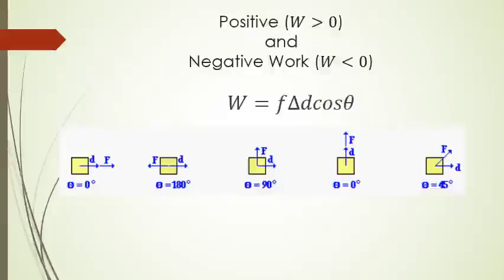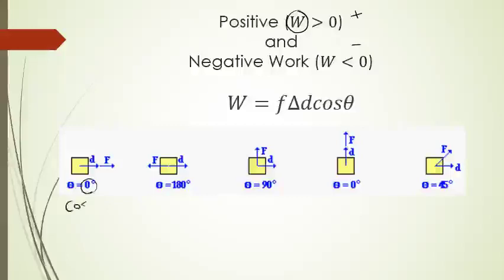So how do we know if we've got positive work and negative work? Well, positive work means that my work value is greater than 0, so I get a positive answer. Negative work is if my work calculation gives me a negative answer. Now, if I'm going in the same direction, there is no change.